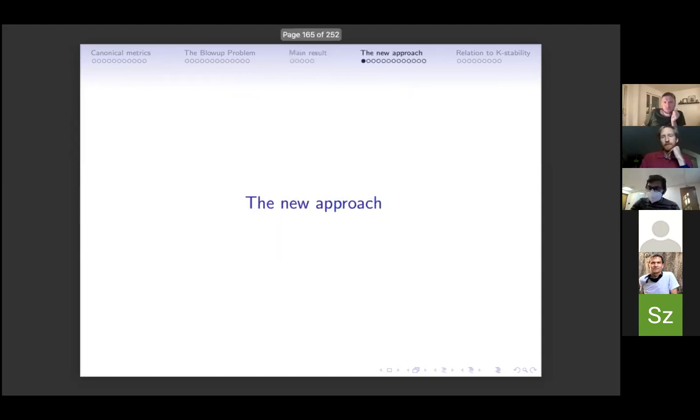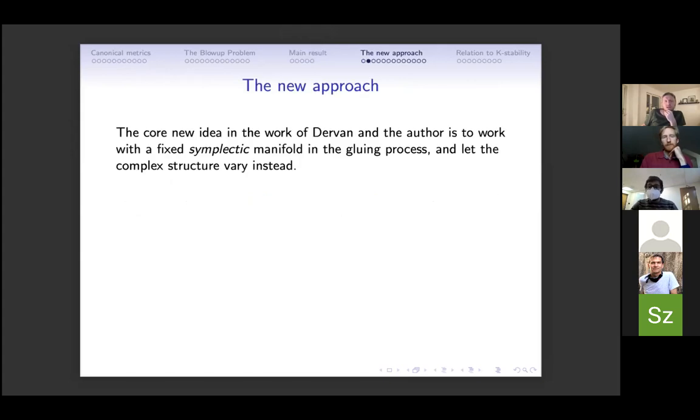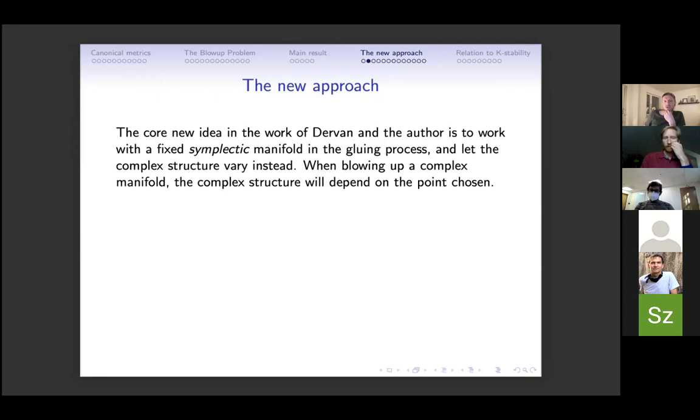So I'll explain the core new idea. The core new idea is that we want to work with a fixed symplectic manifold in the gluing process and instead let the complex structure vary. So in the beginning, I talked about this point of view where you use functions to change the Kähler metric by changing the symplectic form. There's another way of using functions to change the metric, by changing the almost complex structure instead. And we take that point of view. So when you blow up a complex manifold, the complex structure will depend on the point you choose.